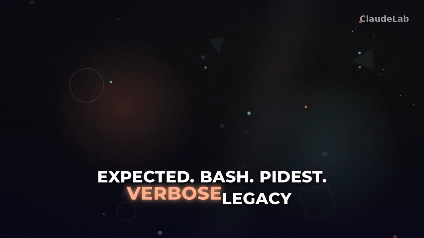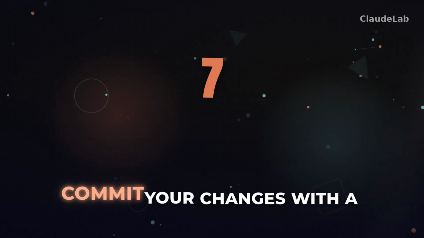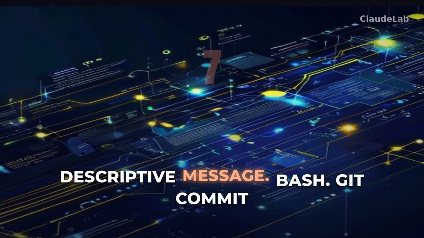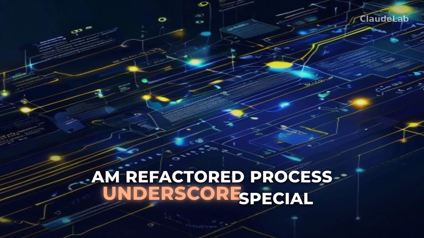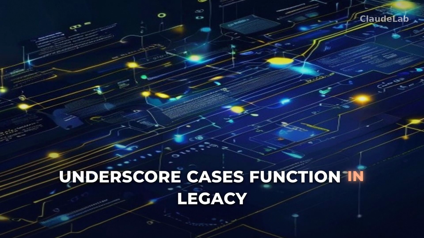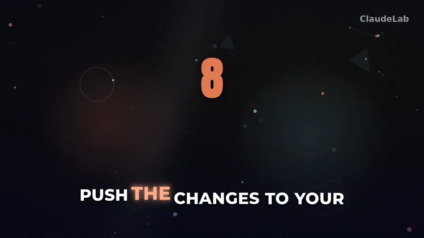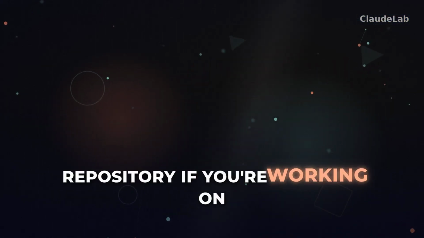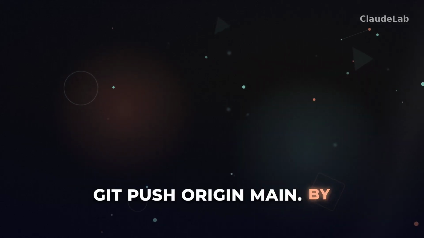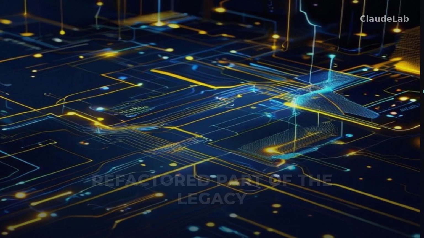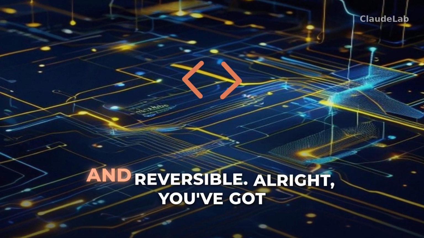Bash. pytest --verbose legacy_logic.py. 7. Commit your changes with a descriptive message. Bash. git commit -am "refactored process_special_cases function in legacy_logic.py". 8. Push the changes to your repository if you're working on a version control project. Bash. git push origin main. By following these steps, you've safely refactored part of the legacy code while keeping it testable and reversible.